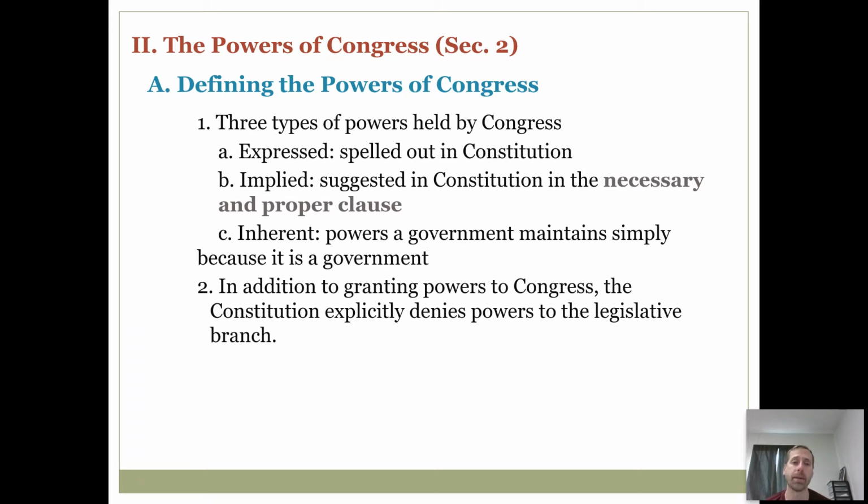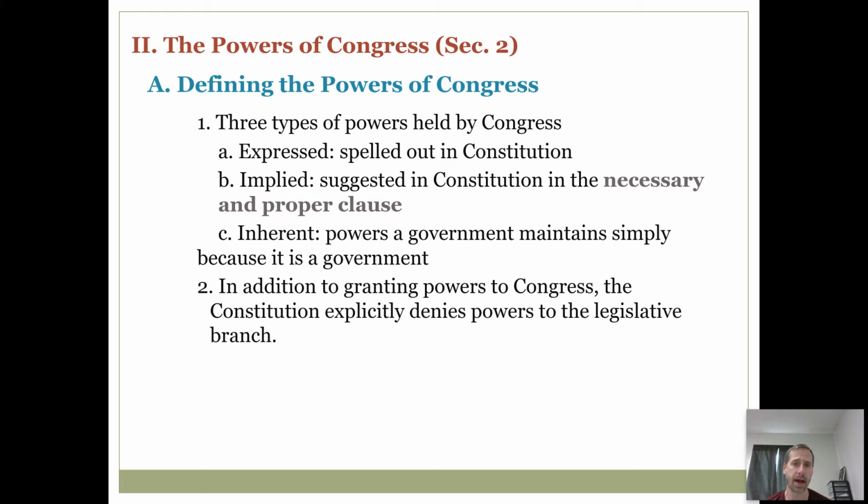We have implied powers. Implied powers are not written down, but they are implied. They are part of, or they are a derivative of the expressed powers. It's because of the necessary and proper clause, and we'll get to that in just a few minutes.